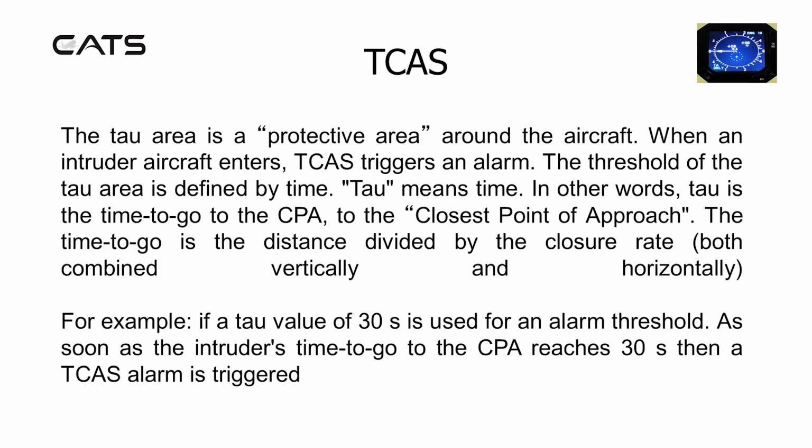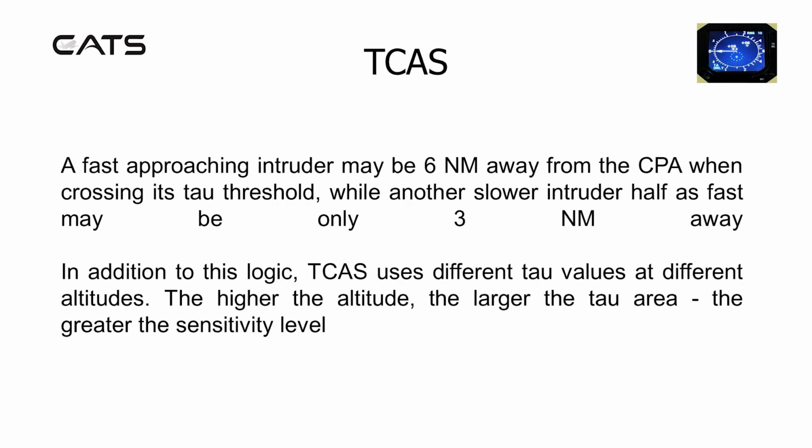For example, if a TAU value of 30 seconds is used for an alarm threshold, as soon as the intruder's time to go to the closest point of approach reaches 30 seconds, then a TCAS alarm is triggered. A fast approaching intruder may be 6 nautical miles away from the CPA when crossing its TAU threshold, while another, a slower intruder, half as fast, may only be 3 nautical miles away. In addition to this logic, TCAS uses different TAU values at different altitudes. The higher the altitude, the larger the TAU area, the greater the sensitivity level.